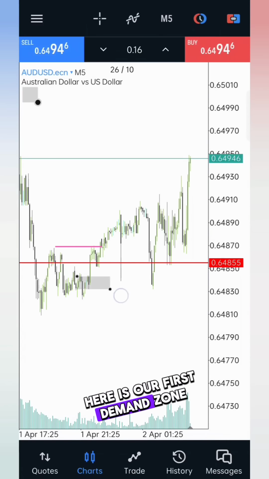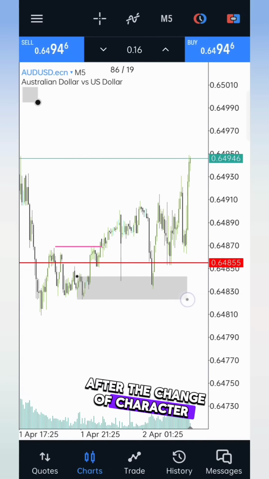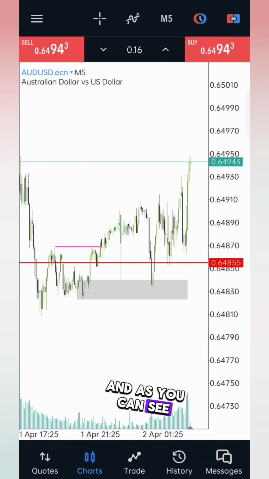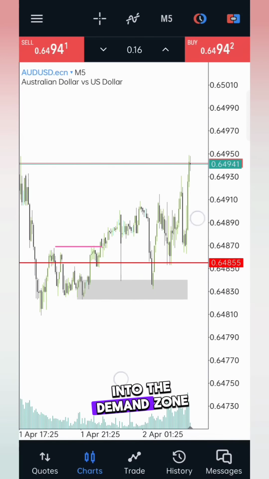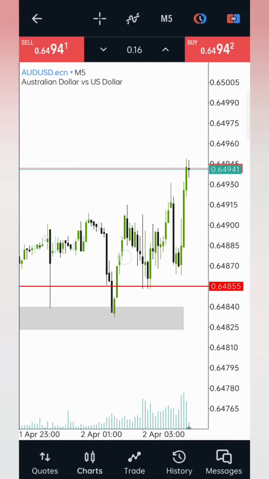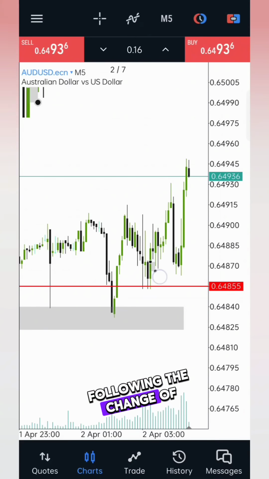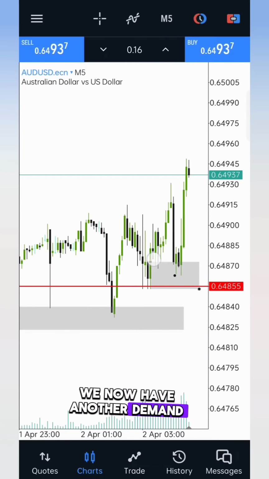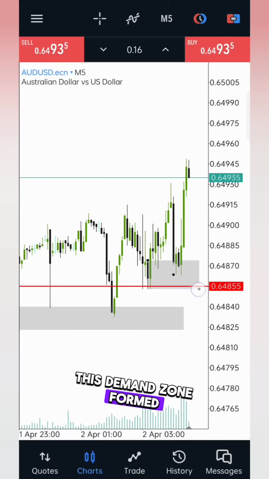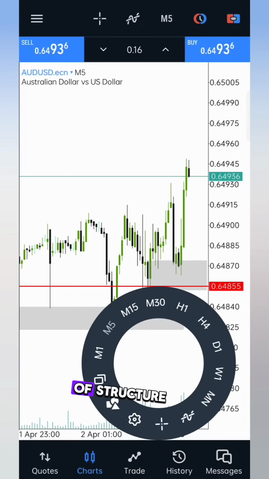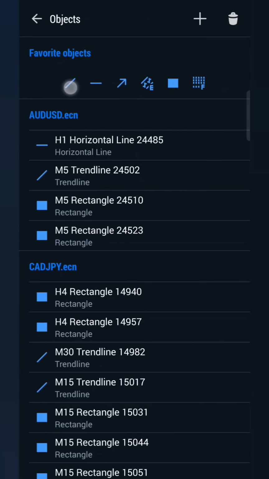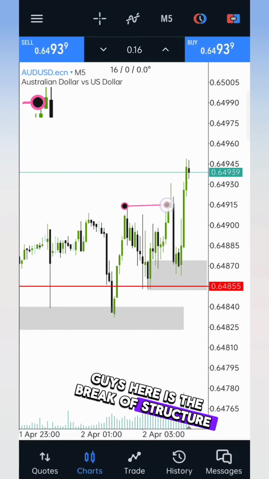Here's our first demand zone after the change of character occurred, and, as you can see, the price has already tapped into the demand zone. Following the change of character, we now have another demand zone. This demand zone formed when the price produced a break of structure. Guys, here's the break of structure.